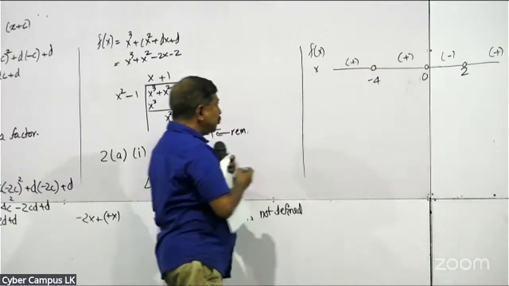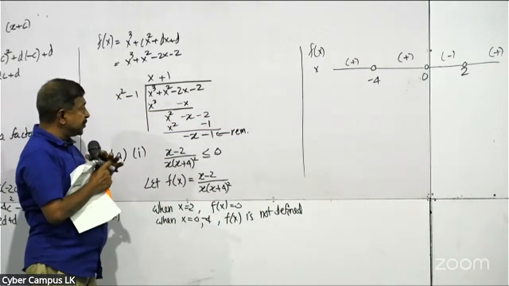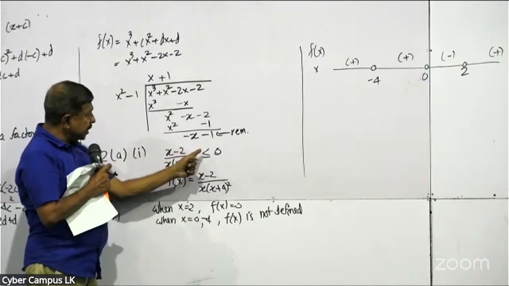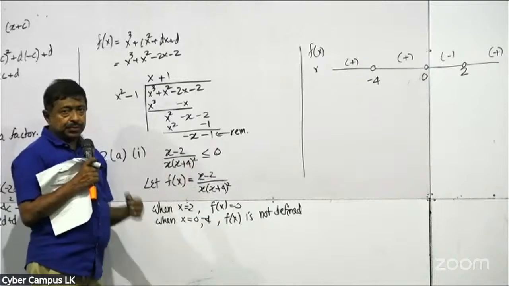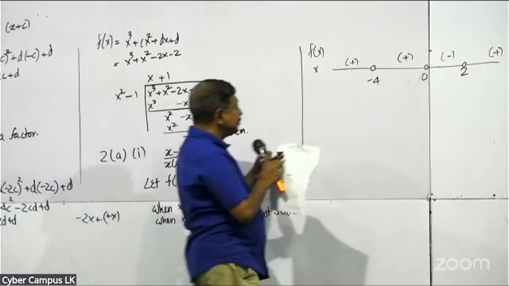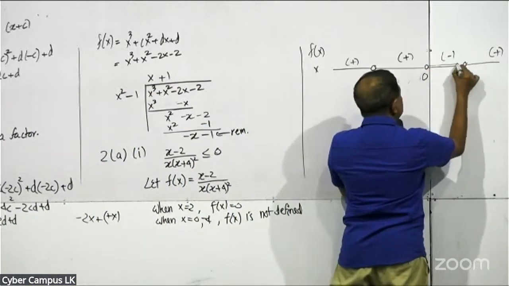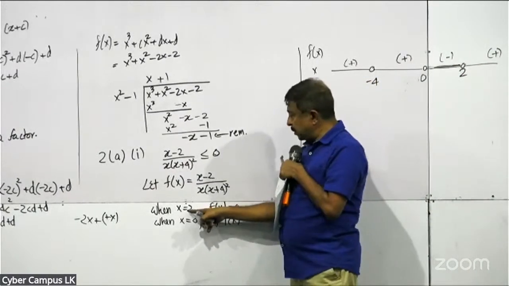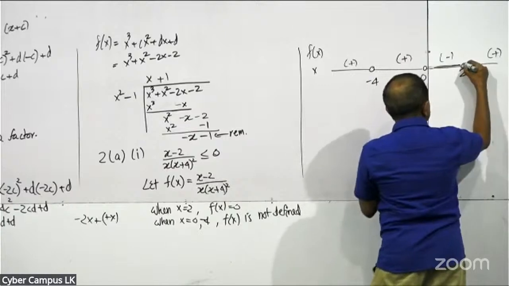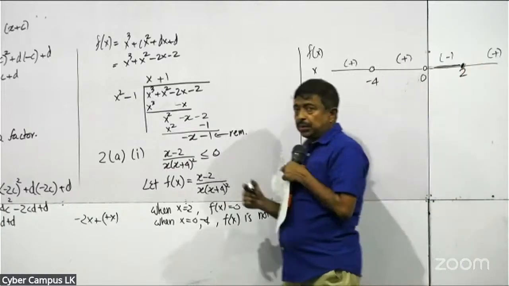And we have to choose the values of x at which f(x) is negative or 0. Negative or 0, less than or equal to 0. Now it is negative in this interval and it is 0 at 2. Right. Now that is the answer.